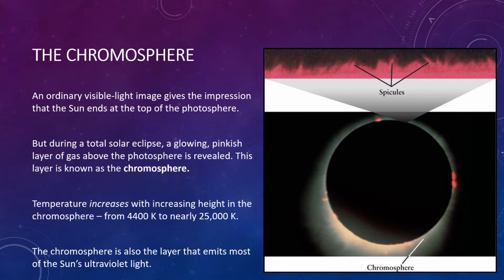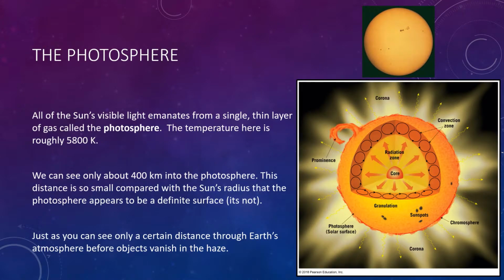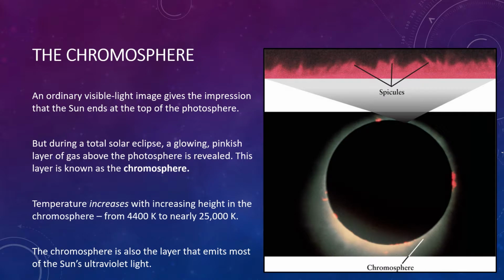An ordinary visible light image gives the impression that the sun ends at the top of the photosphere, like we see at the image here at the top. But during a total solar eclipse, the moon blocks the photosphere from our view, revealing a glowing pinkish layer of gas above the photosphere. This layer is known as the chromosphere, the second of the 3 major levels of the sun's atmosphere. The chromosphere is only about 1/10,000th as dense as the photosphere.